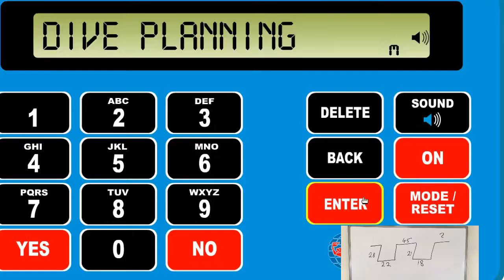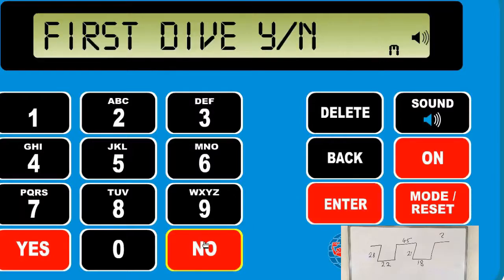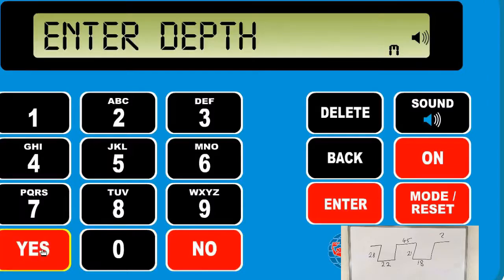Now we need to accept that by pressing enter. Then it asks you, is it multi-level, yes or no? I don't know why that's not a mode, by the way, but it's not. So we click on no, because it's not multi-level. Is this the first dive? We need to think about whether it is or not. It is in this case, but quite often it isn't, and we need to be careful. Here it says enter the depth. Well, the first depth we've got is 28 meters. So put 28 in, and then we can accept it here with enter.